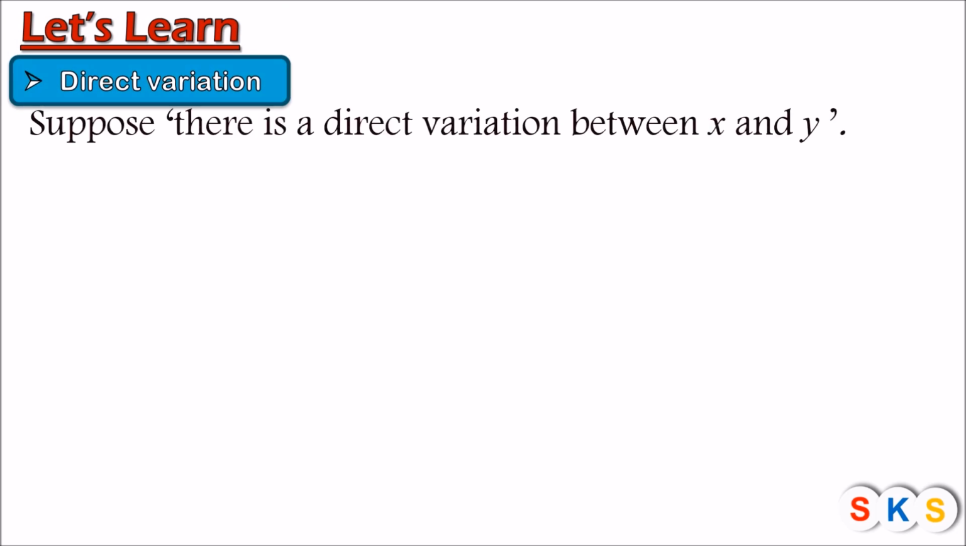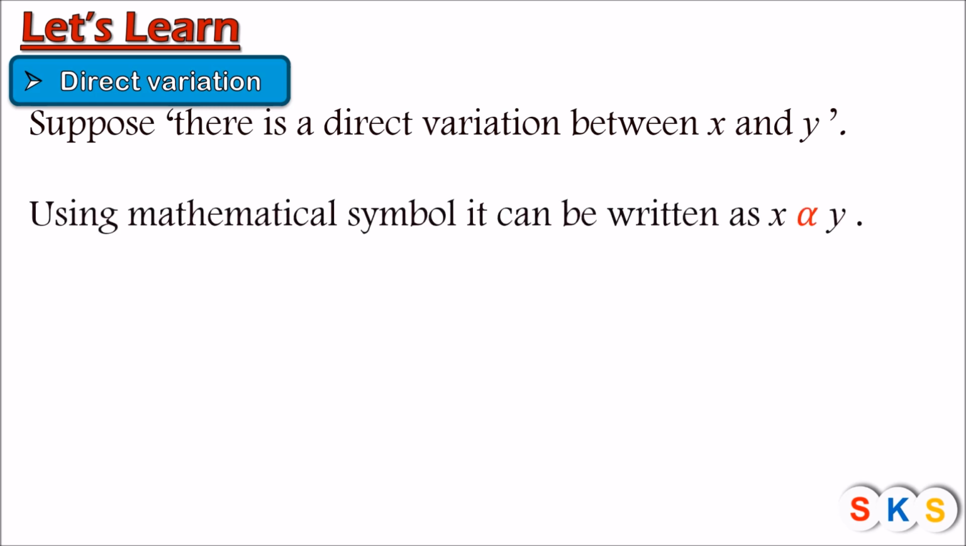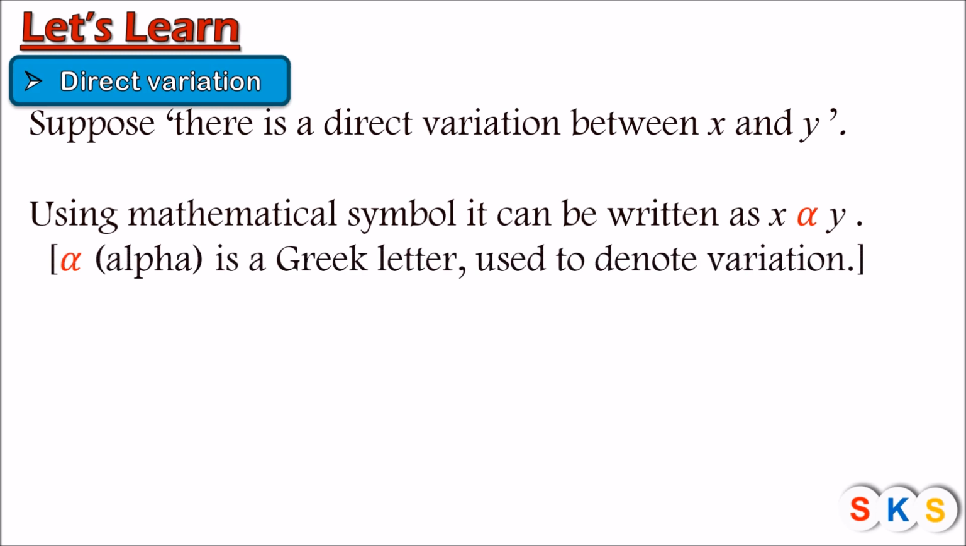Let's learn more about direct variation. Suppose there are two quantities x and y, and there is a direct variation between x and y. Using a mathematical symbol, it can be written as x alpha y, where alpha is known as the variation sign. We read this as x varies directly as y. Alpha is a Greek letter used to denote a variation. If you want to denote a variation between two quantities, we write the alpha sign between those two quantities.